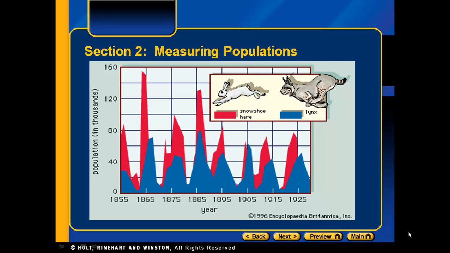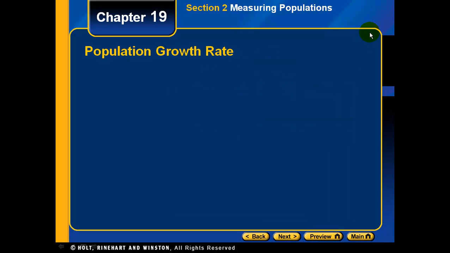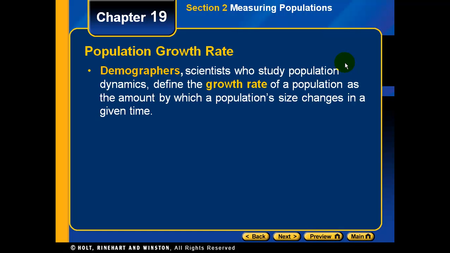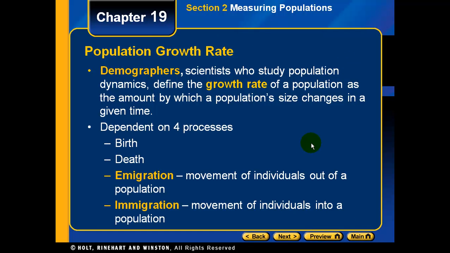All right, this is the podcast for STEM Bio, Chapter 19, Section 2, which is on measuring populations. First thing we're going to talk about is population growth rate. Scientists who study population dynamics are called demographers, and they define the growth rate of a population as the amount by which a population size changes in a given time.